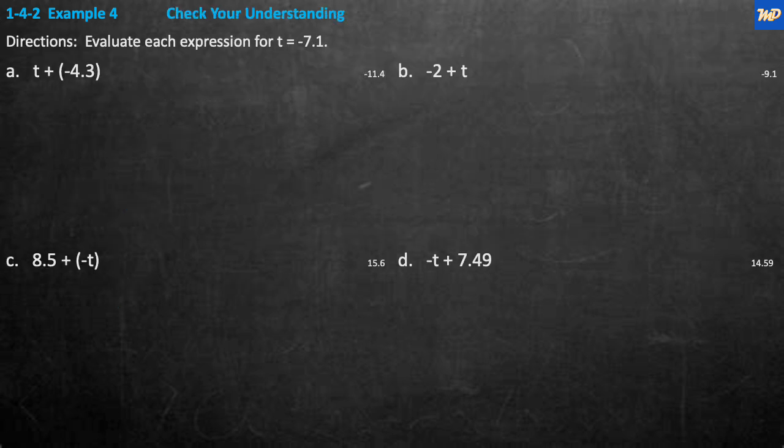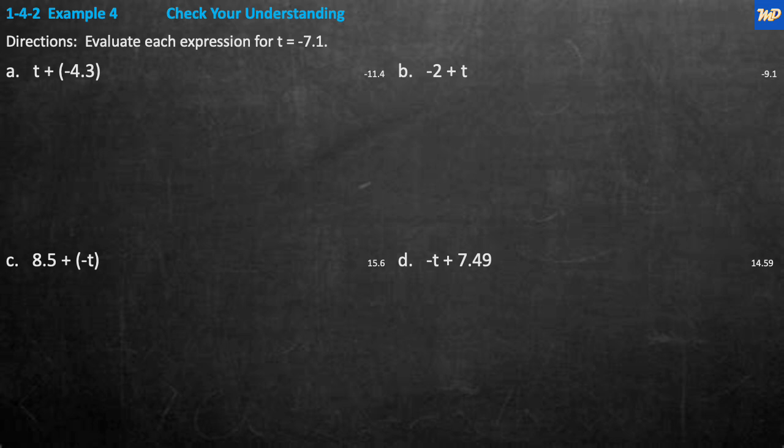Okay, example 4, check your understanding. You know that means that I'm asking you to pause the video and try these and then come back and we'll work on them together. Evaluate each expression for t equals negative 7.1. I'll wait. Okay, I'm sure you've taken care of that, and we're going to get going on it, right?